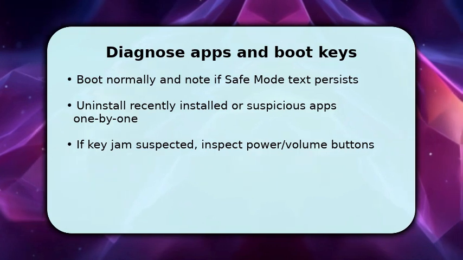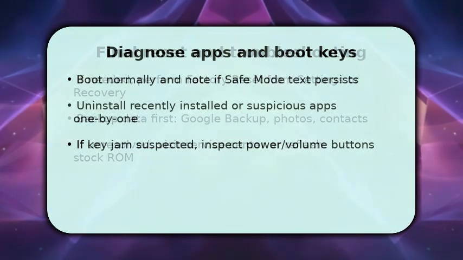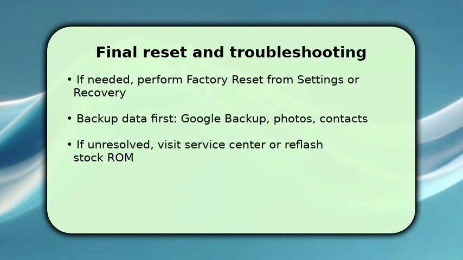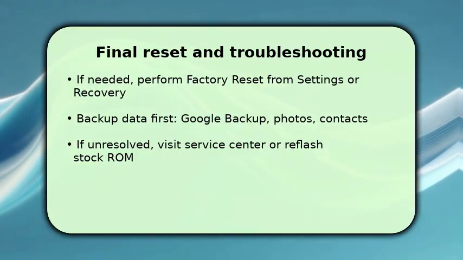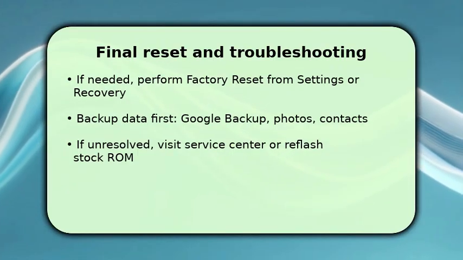If uninstalling apps and clearing button issues fail, back up your data and perform a factory reset from settings or recovery. This removes persistent software faults causing safe mode. Once done, set up your account and reinstall apps selectively to avoid reinstalling the culprit.